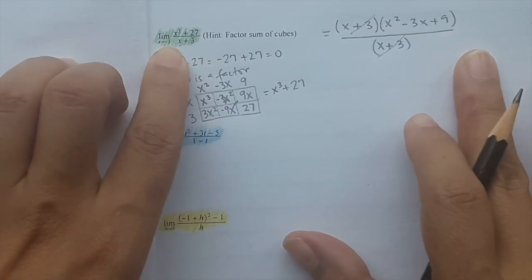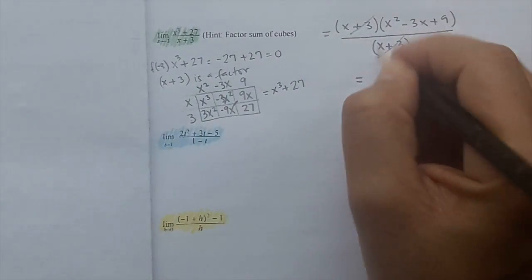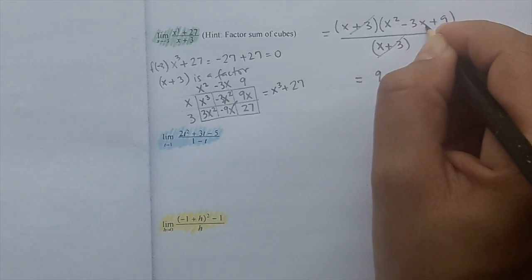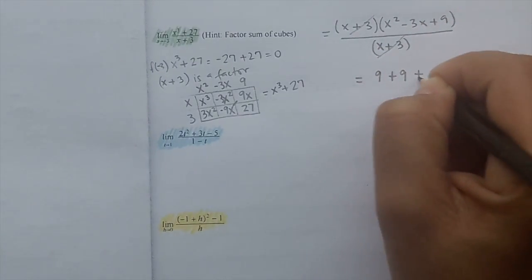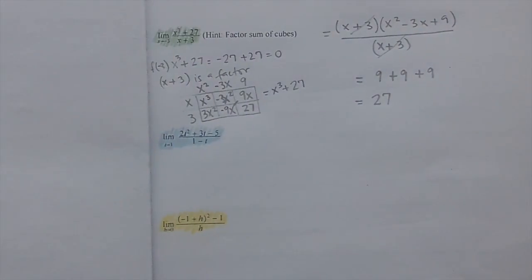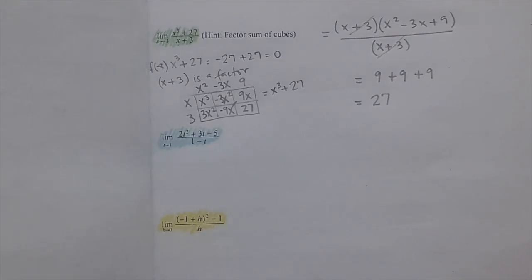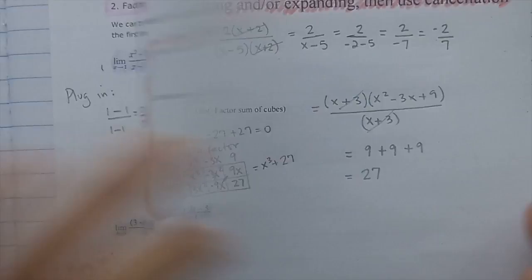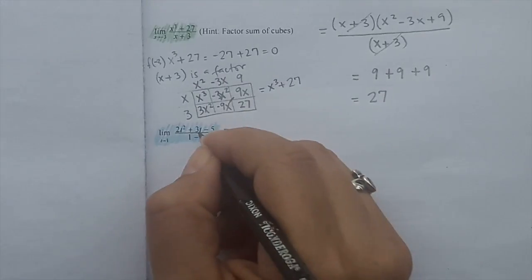So now everywhere I see an x, I'm going to put in negative 3. Negative 3 squared is 9. Negative 3 times negative 3 is positive 9, and then plus the 9 there, so that's going to be 27. So the limit as x approaches negative 3 for this function is 27. Alright, so again, factor the top.